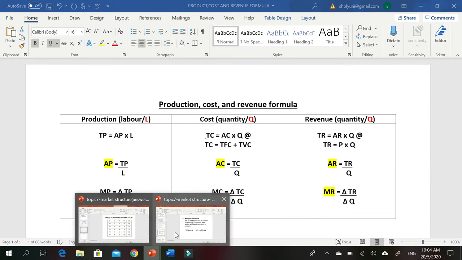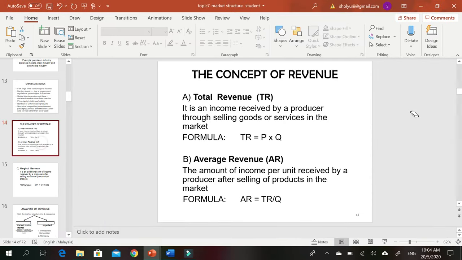Okay. So, going back to our slide here. Total revenue is an income received by a producer through selling goods and services in the market. Formula is P times Q, or if you manipulate this formula, it's AR times Q. It's the same. Okay. Average revenue is the amount per unit received, per unit to mean that purata, by a producer after selling a product in the market. So, the formula is AR equals to TR divided by Q.